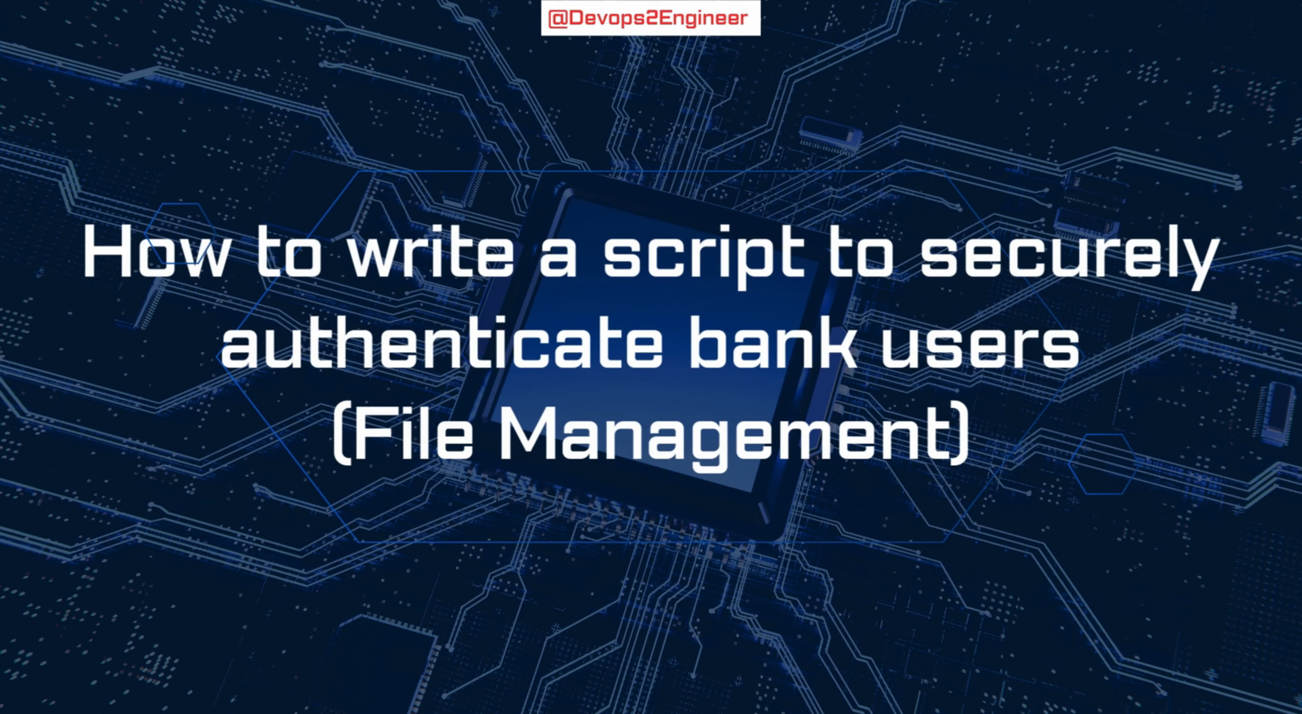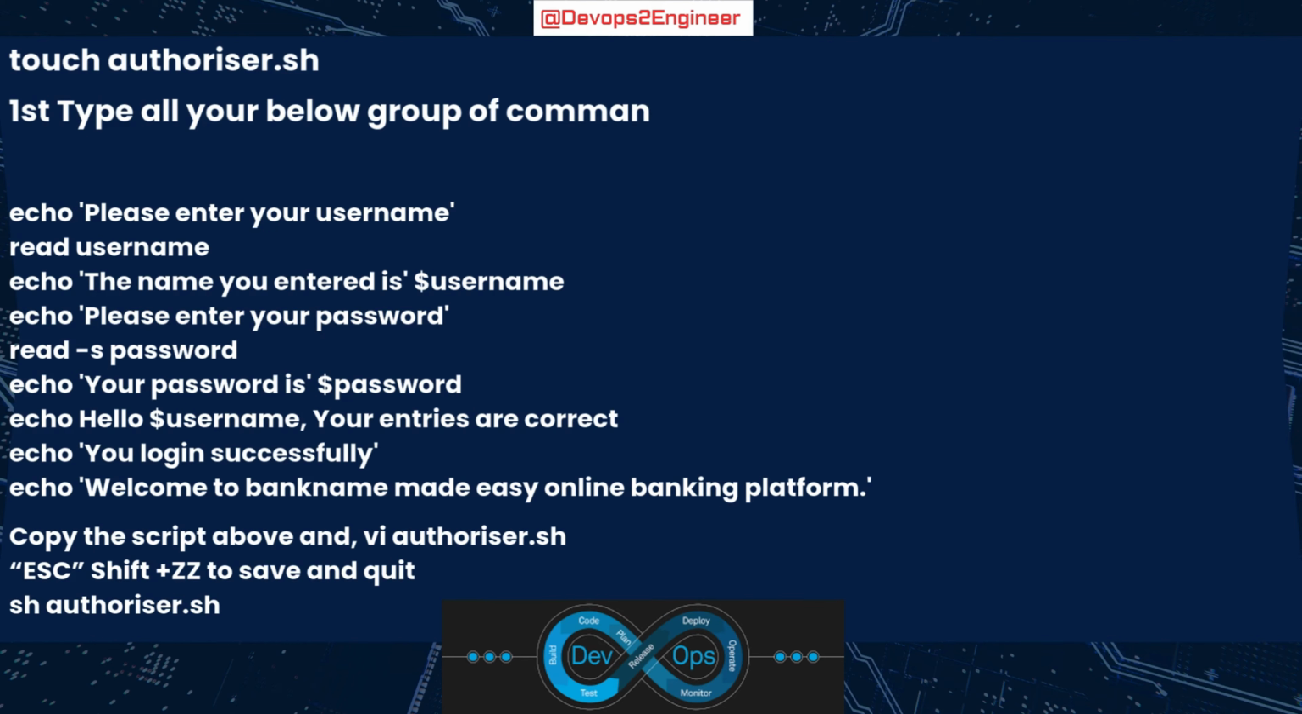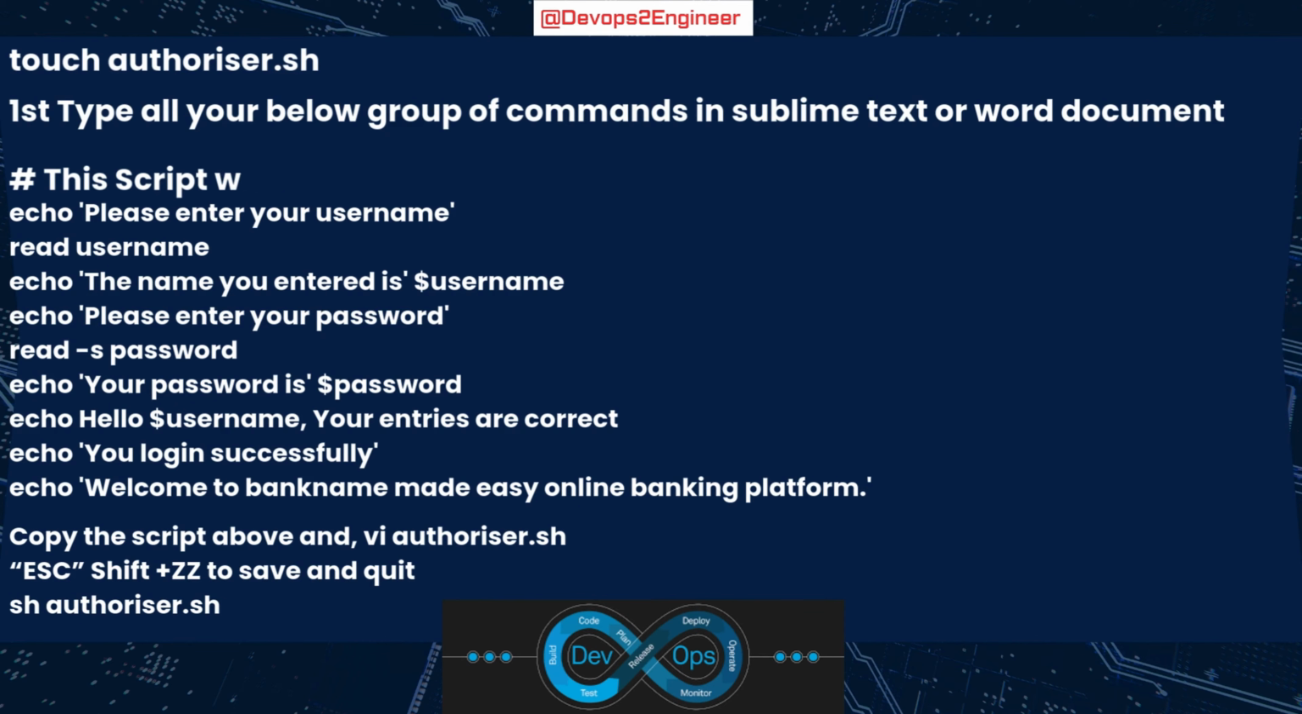Now we're going to do another ticket. This is how to write a script to securely authenticate bank users. You're going to touch authorizer.sh, the new name now. In this script, you're going to echo, please enter your username, read username. Echo, the name that you entered is $username. Echo, please enter your password.